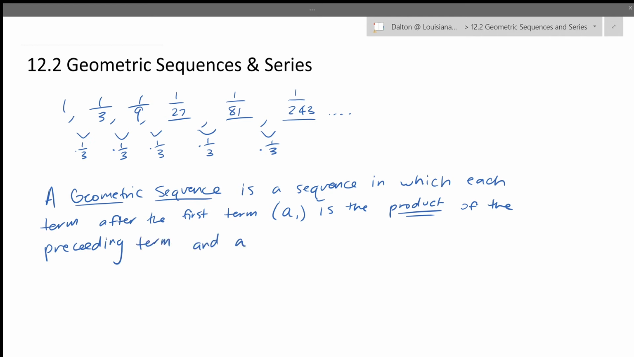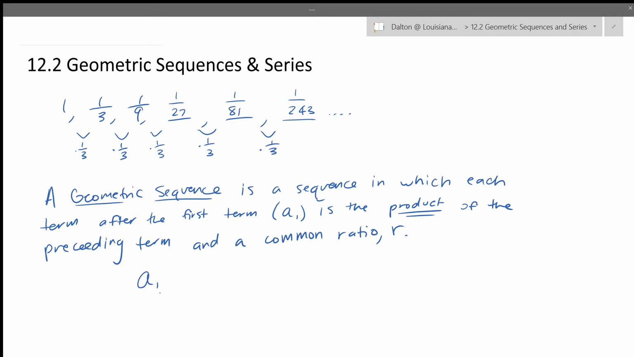and instead of a common difference, right? Arithmetic sequences have a common difference. Geometric sequences have a common ratio, and that's denoted by R. So common difference is denoted by D, common ratio is denoted by R. So geometric sequences look like this.